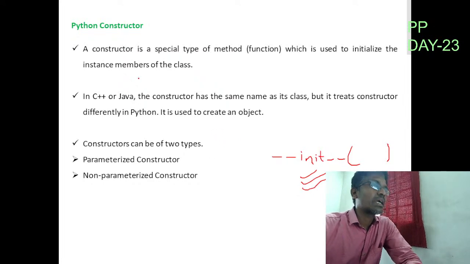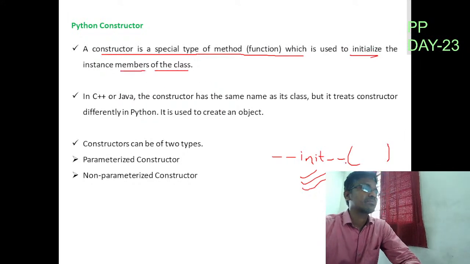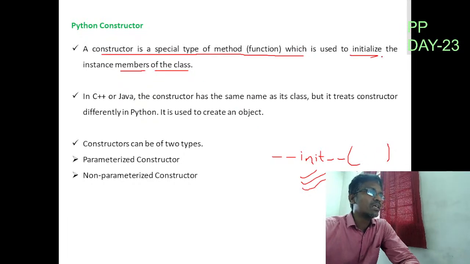I already said that a constructor is a special type of method. It can be used to initialize the members of the class. So by using the __init__ method or function, we can initialize the members of the class, as well as create objects for the class.